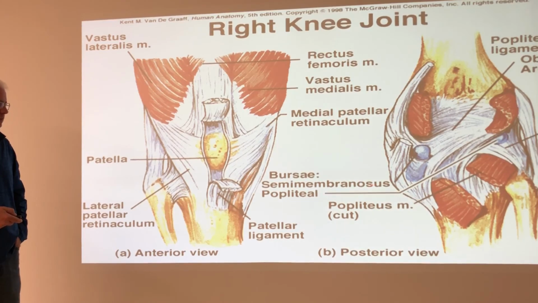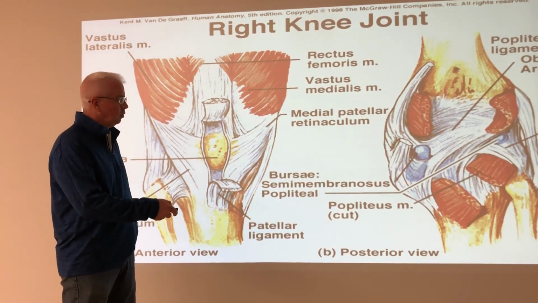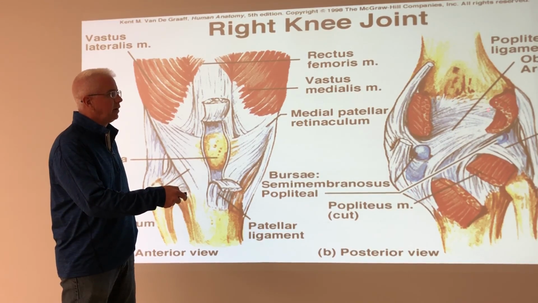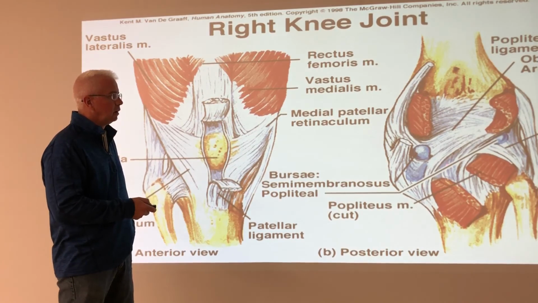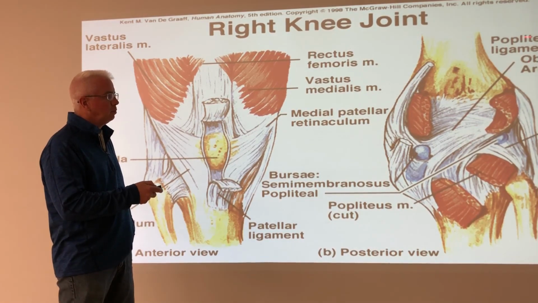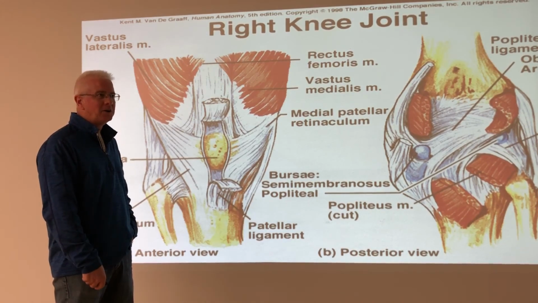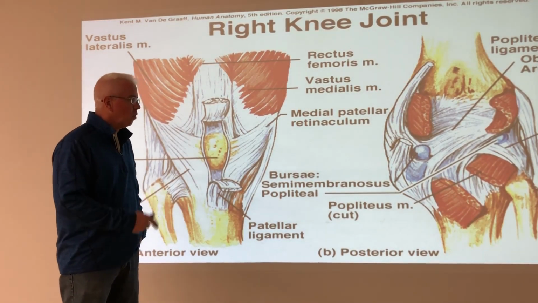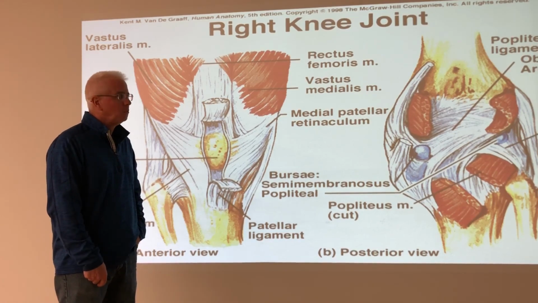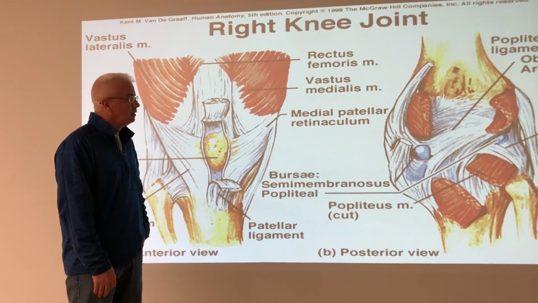Why would I call this the semimembranosus bursa? What in the world is passing across from the medial condyle of the tibia over to the lateral condyle of the femur? This labels it the oblique popliteal ligament. But a good anatomy student knows what that ligament is. What is the oblique popliteal ligament? That's the tendon of the semimembranosus. Exactly. So that's where it is.